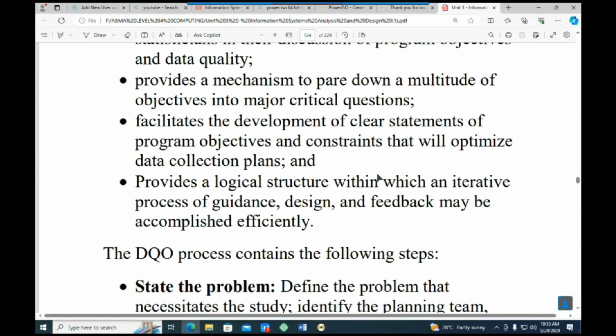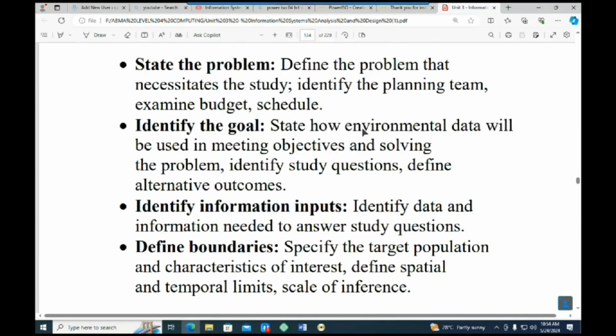And last but not least, it will give the logical structure. The logical structure in which we're going to have an iterative process of guidance, the same structure that is going to look into the design, the same structure that is going to accomplish feedback. So I previously said that the DQO contains 7 steps, and I'm going to look into the steps.